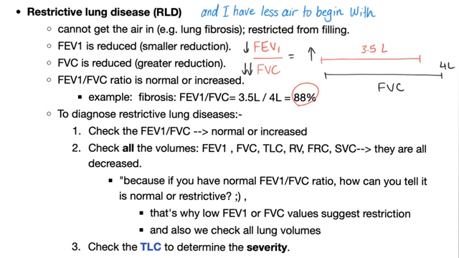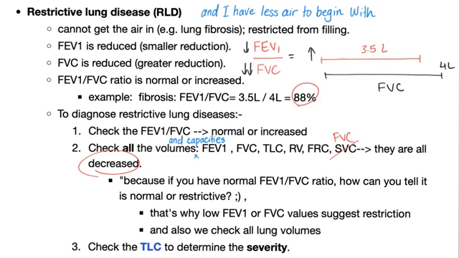So, to diagnose a restrictive lung disease such as lung fibrosis, step number 1, check the FEV1-FVC ratio. It's going to be normal or increased. Then, check all of the volumes, FEV1, FVC, TLC, RV, FRC, SVC, they are all decreased. Why? Because my lung is restricted from filling. I have less air coming into my lung, and therefore I will have less air coming out of my lungs.